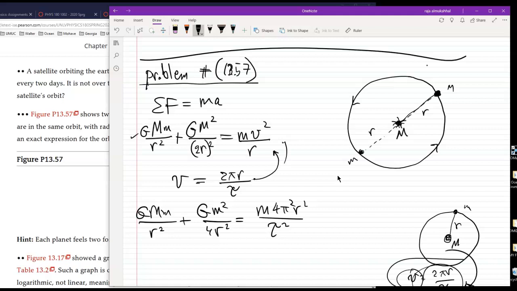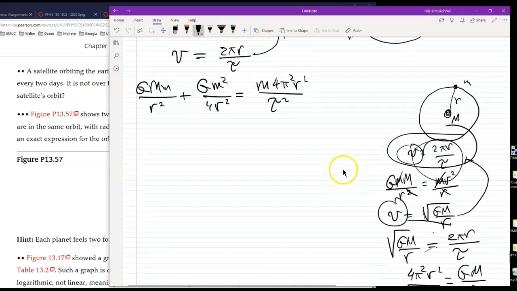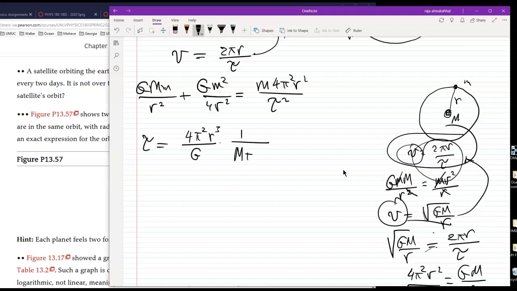And then when you work it out, if you really work it out, you're going to end up with this. You can do the algebra. It's simple algebra. I'm just going to write it from my notes here: tau equals 4 pi squared r cubed over big G times 1 over big M plus small m over 4, all of that to the power 1/2.